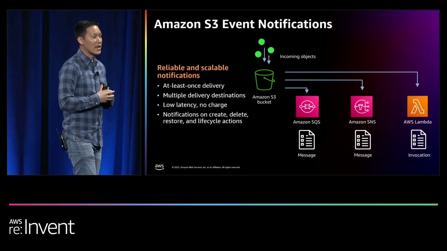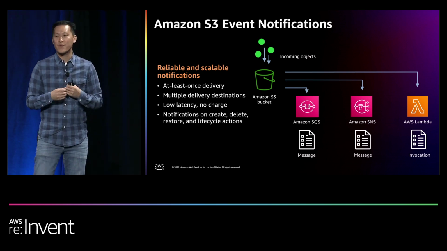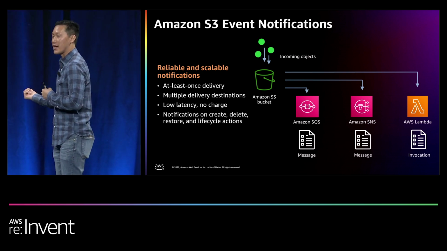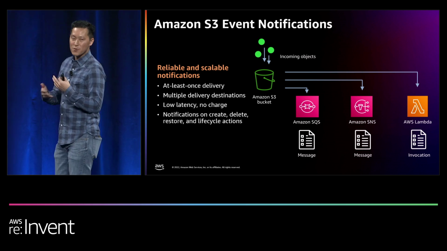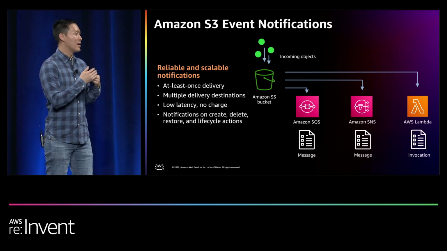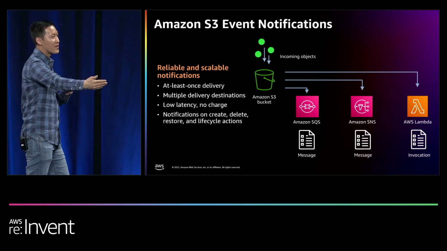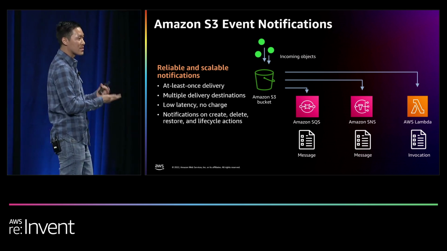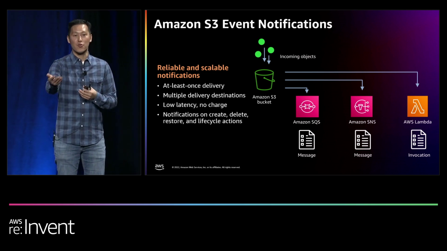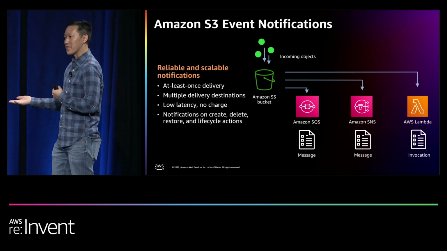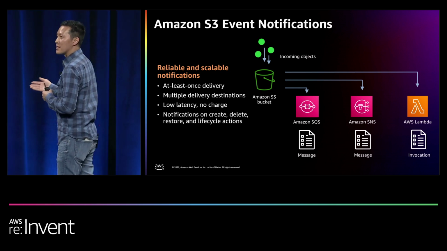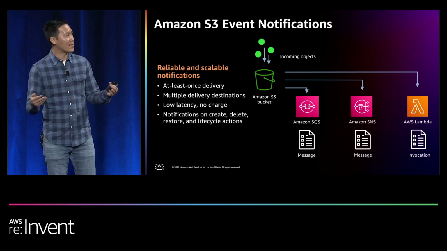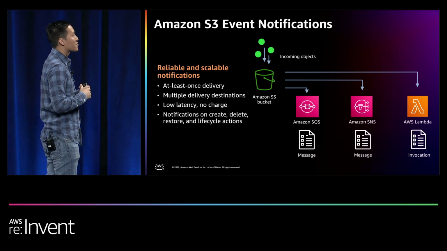SNS, our simple notification service, is a mechanism for doing downstream notifications and fan out. So there's 2 different ways that we can work with it. One is an application to person type notification. So you can imagine with SNS, you can create a topic. You can then subscribe your mobile phone to it, so you can get SMS notifications. The other mechanism is what we call application to application. And that's probably more relevant in this particular scenario.